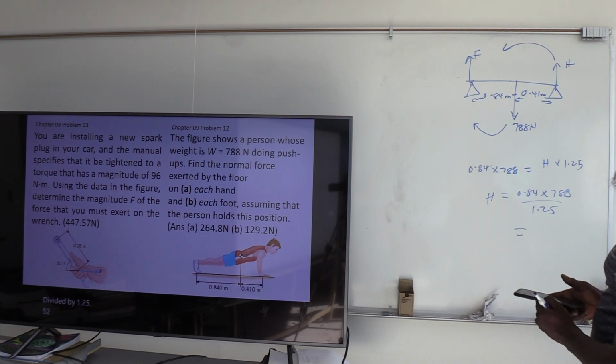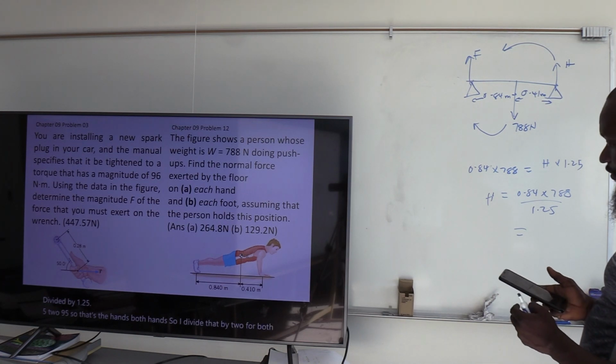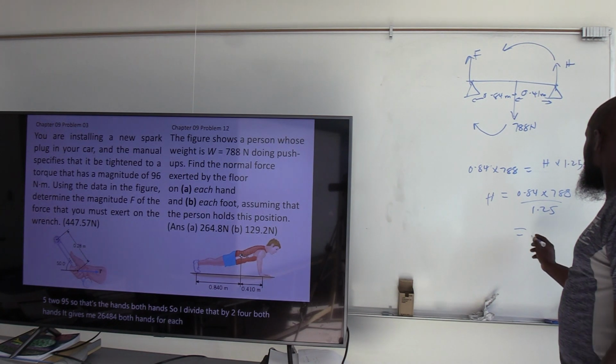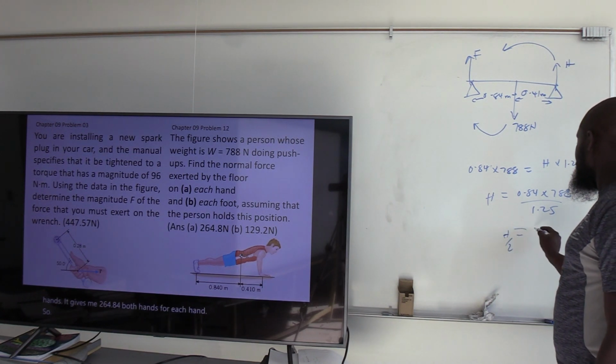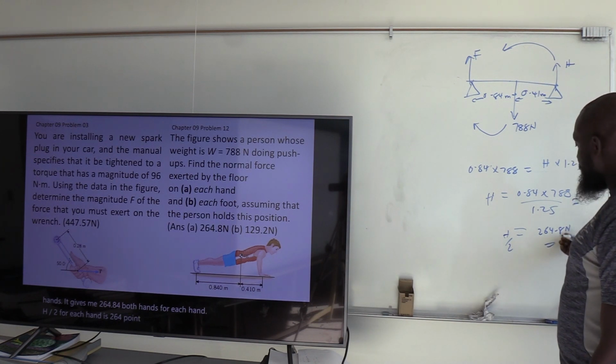529.5. So that's the hands, both hands. So I divide that by 2 for each hand. It gives me 264.8 for each hand. So h over 2 for each hand is 264.8 newtons. But this one alone will give us double of that.